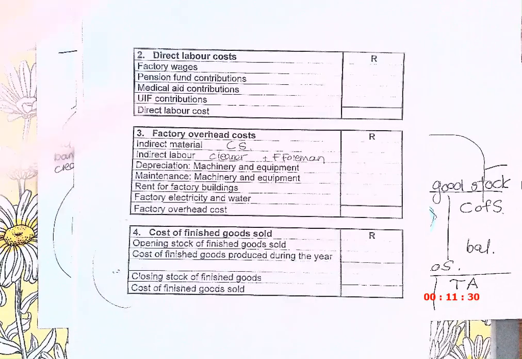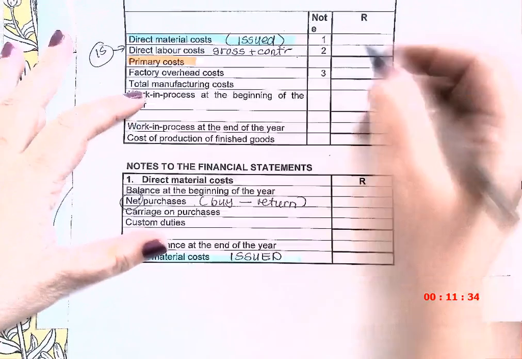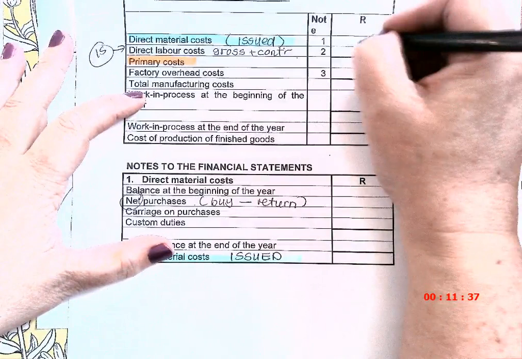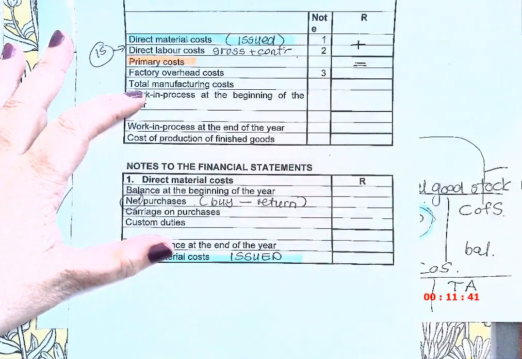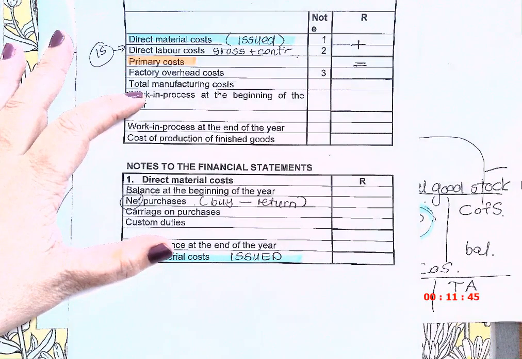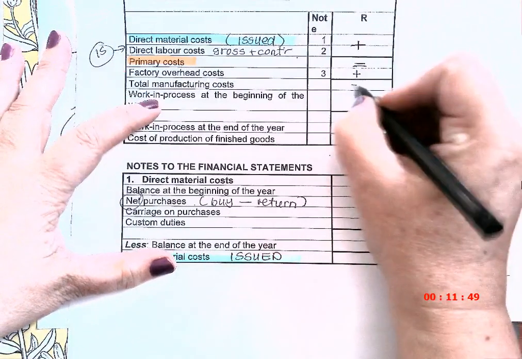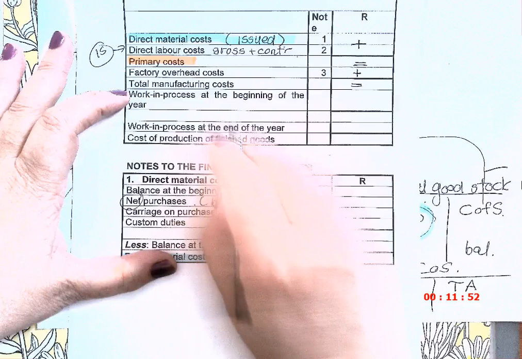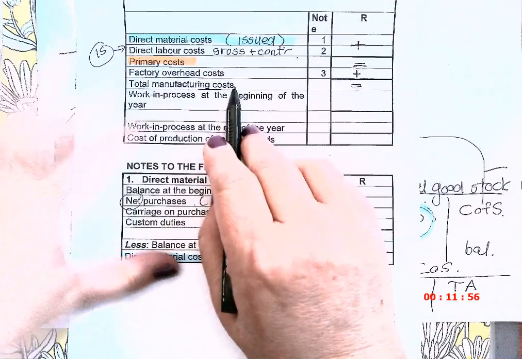Okay. Now, can you see? So I say direct material plus direct labor equals primary cost. Your most important cost that you can't do anything without. Then you add factory overheads. Now I've got my total manufacturing cost. Okay. Now, can you see?